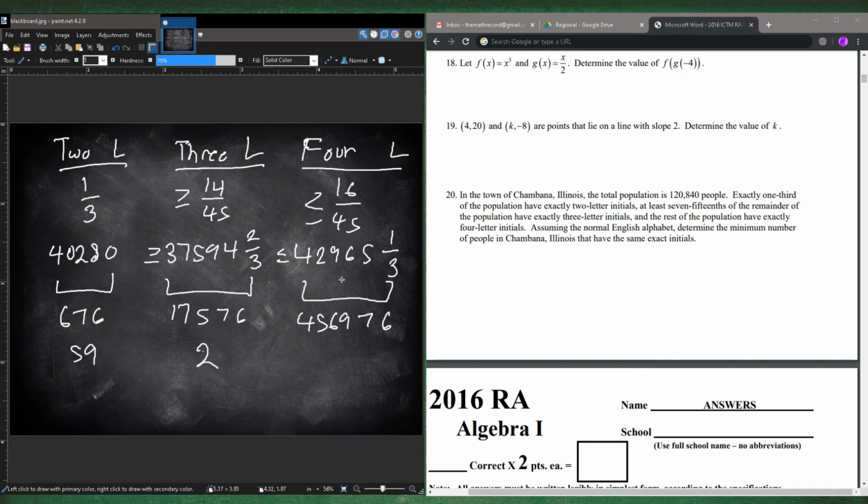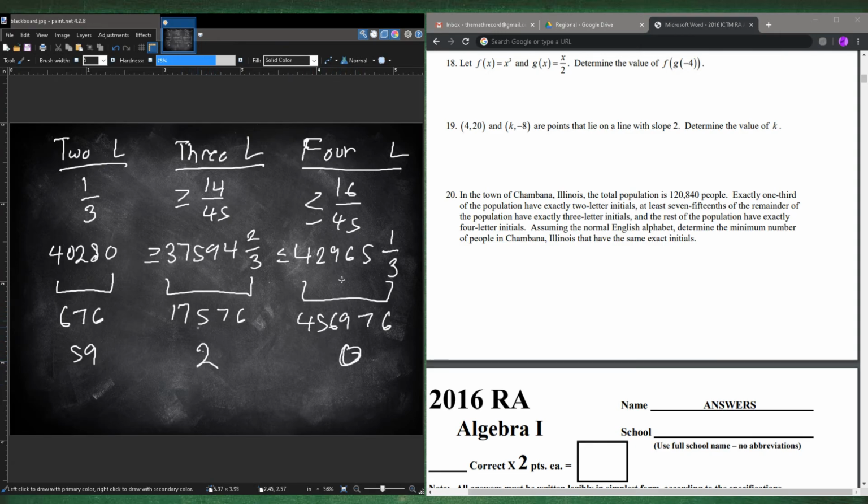And now finally the last one, which is 42,965 and 1/3 divided by 456,976, which doesn't even have any integers. So this one's like 0, right? So there's no overlap. But think about it. This one has remainders, right?